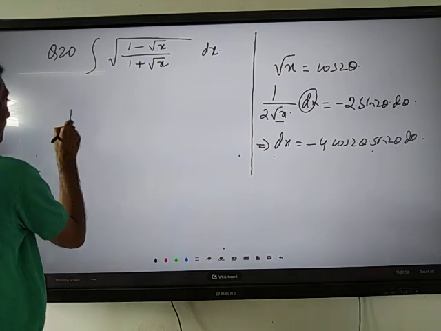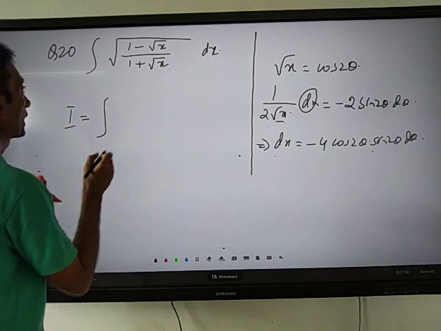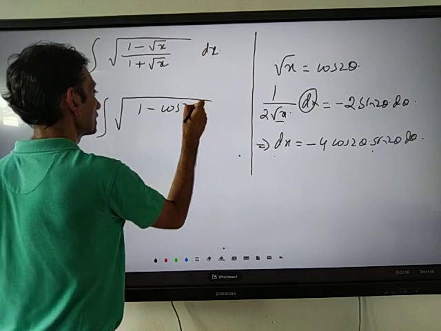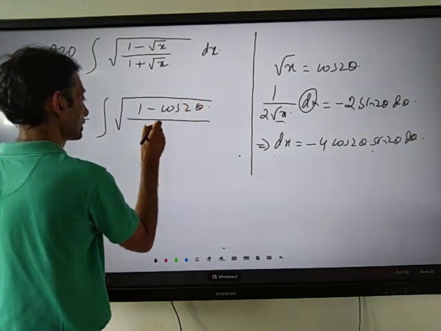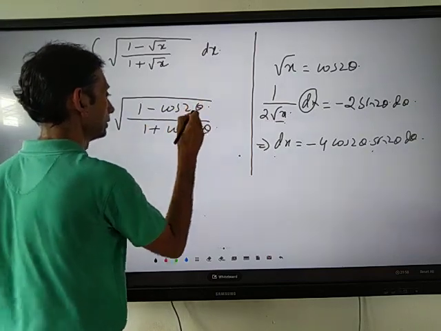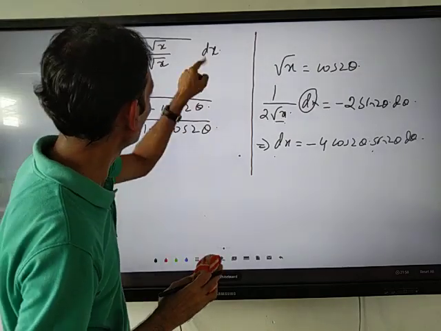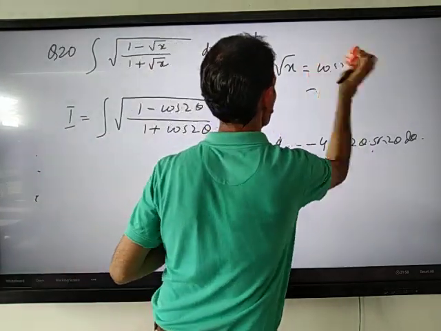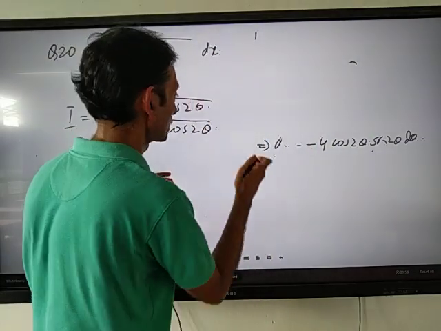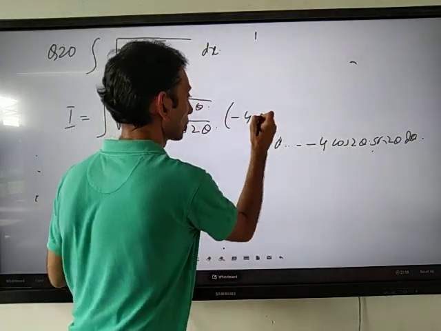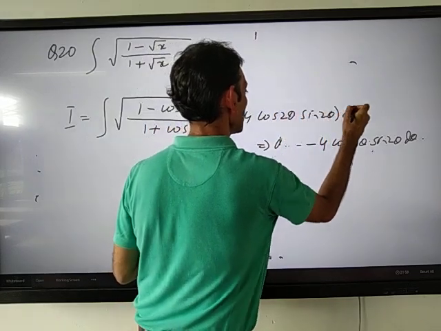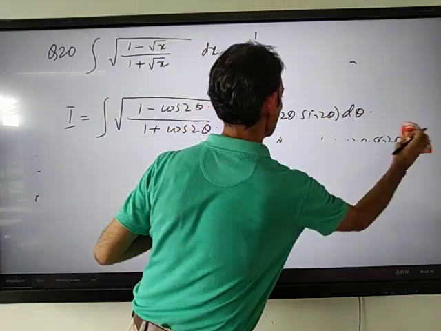So just write I equal to the integral of under root 1 minus cos 2 theta by 1 plus cos 2 theta. And we'll write the value of dx now. What is the value of dx? dx value is minus 4 cos 2 theta sine 2 theta d theta. This is the value of dx.